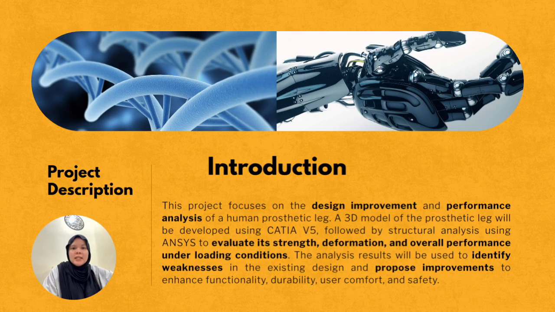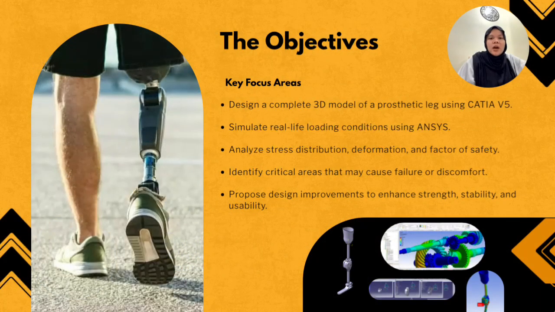user comfort and safety. So our objectives are: first, we have to design a complete 3D model of a prosthetic leg using CATIA V5. Second, simulate real-life loading conditions using ANSYS. Third, analyze stress distribution, deformation and factor of safety. Fourth, we have to identify critical areas that may cause failure or discomfort. Lastly, we have to propose design improvements to enhance strength, stability and usability.